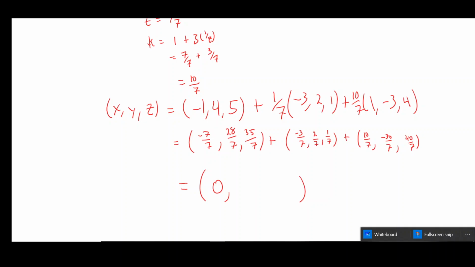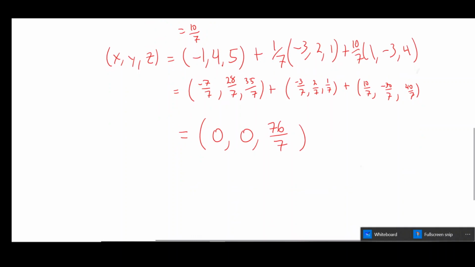28 and 2 is 30, minus 30. Those do in fact make 0. I didn't mess it up. 35 and 1 is 36, plus 40 is 76 over 7. There is my z-intercept of that plane.